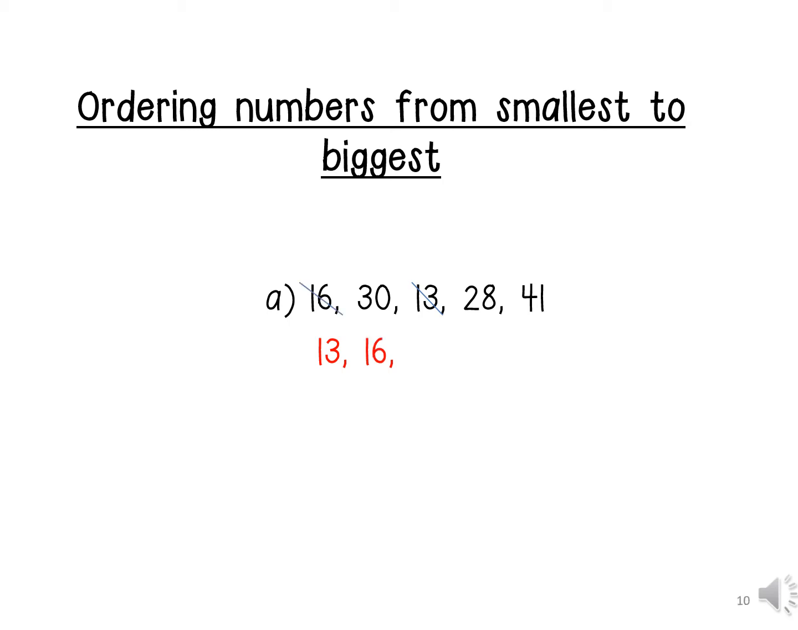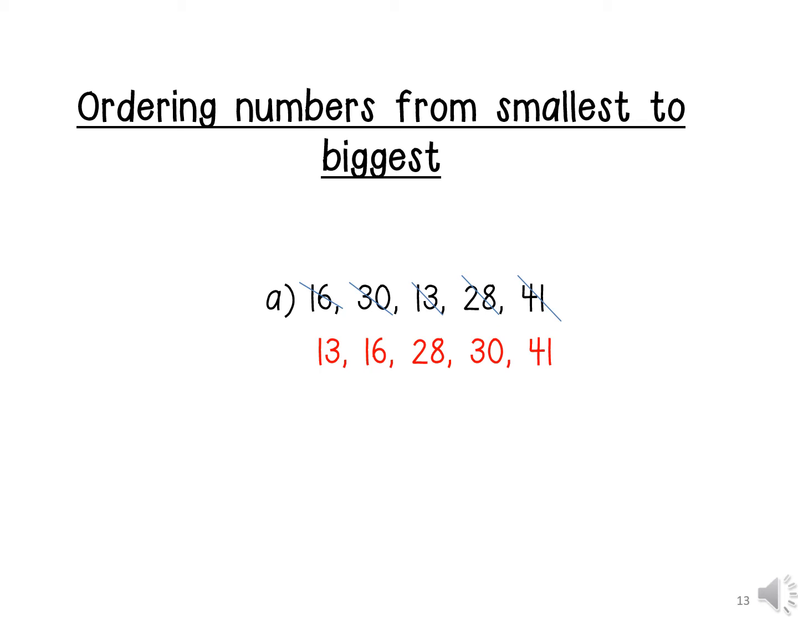Our second number will be 16. I have scratched out 16 and I wrote it at the bottom. The third number will be 28. I have scratched out 28 and I wrote it at the bottom. Now we have two numbers left, which is 30 and 41. So 30 is smaller than 41. I have scratched out 30 and I wrote it at the bottom. 41 was the last number that was left. So now I have scratched out 41 and I wrote it at the bottom.